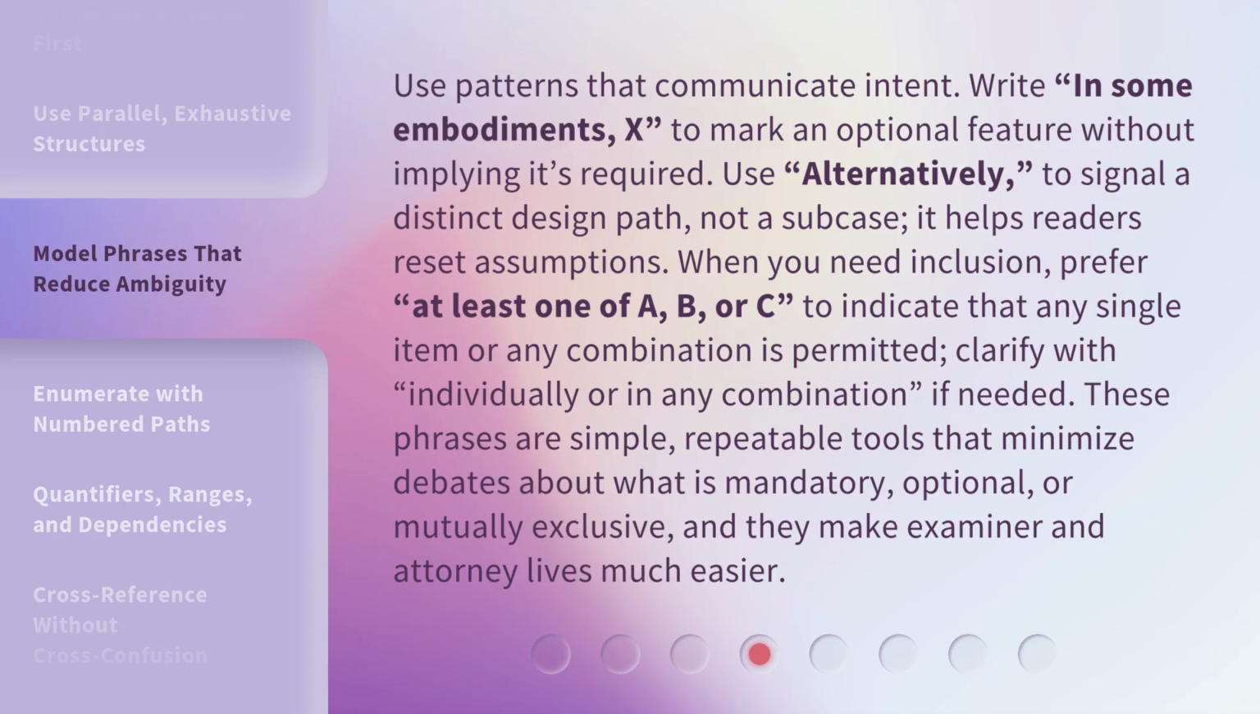When you need inclusion, prefer at least one of A, B, or C to indicate that any single item or any combination is permitted. Clarify with individually or in any combination if needed. These phrases are simple, repeatable tools that minimize debates about what is mandatory, optional, or mutually exclusive, and they make examiner and attorney lives much easier.